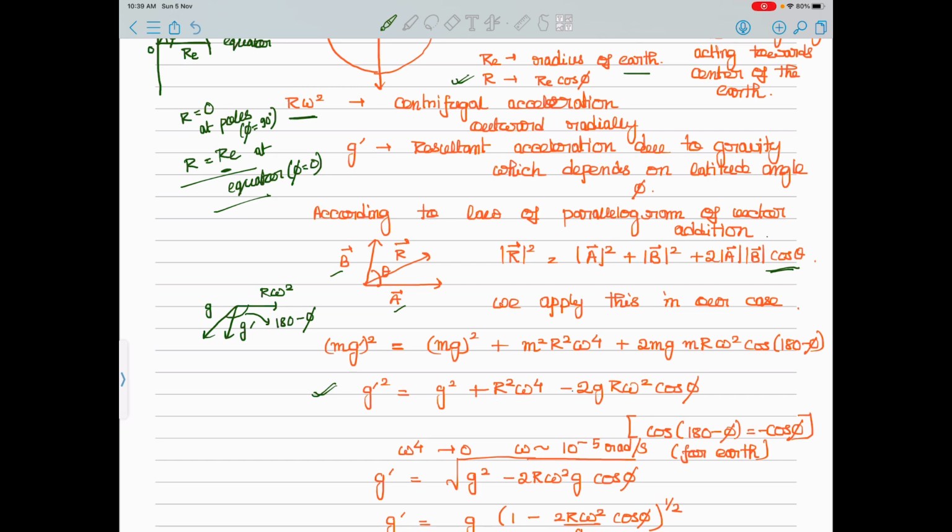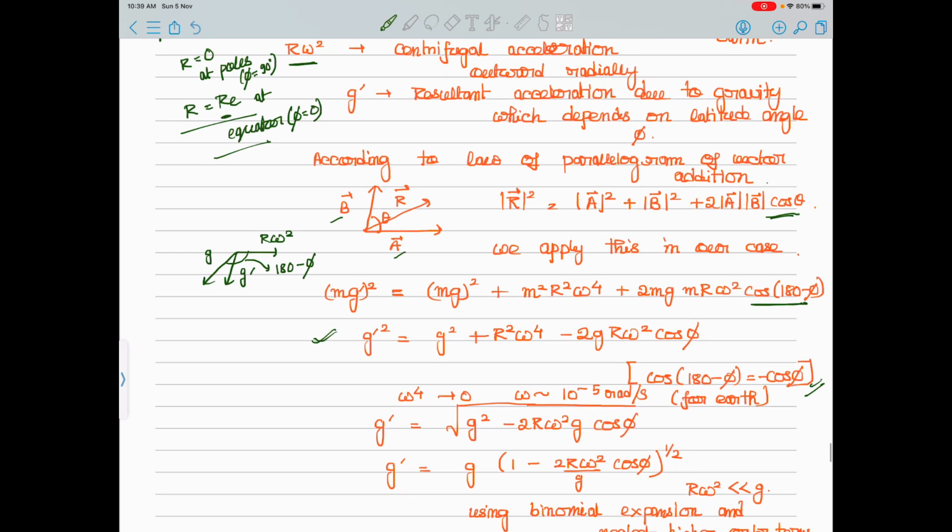Why have I put minus here? Because cos 180 minus phi is nothing but minus cos phi. Because it is in the second quadrant, and in the second quadrant cos is negative. Fine. So it will be minus cos phi. So this is what I have written. g is there already, and r omega square. Simple. This is just this particular thing which I have written here.